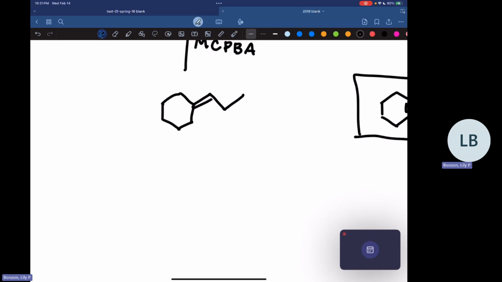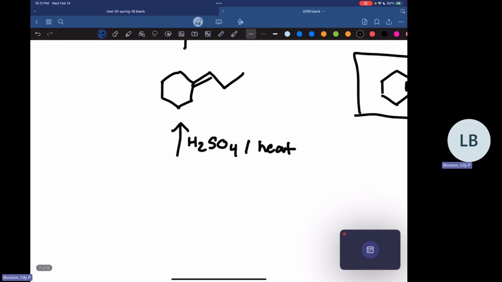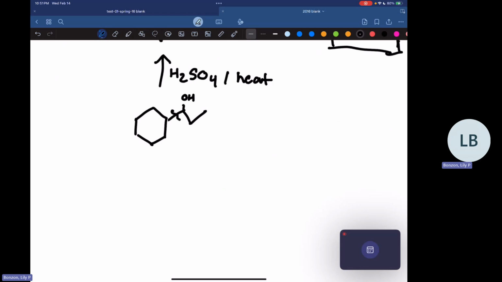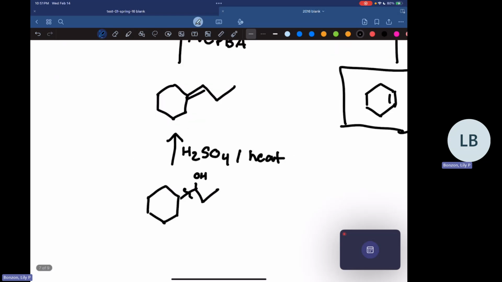To form this double bond, what we can do is we can do a dehydration. If we have H2SO4 and heat, that will take an alcohol and turn it into a double bond. And so from there, we can do a Grignard reaction to get these two added on together.